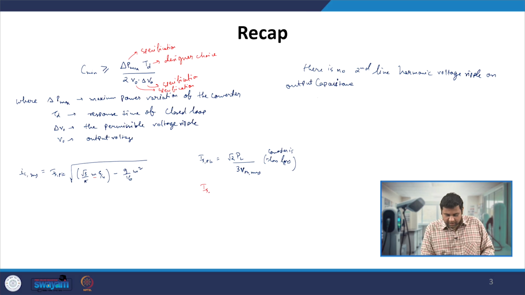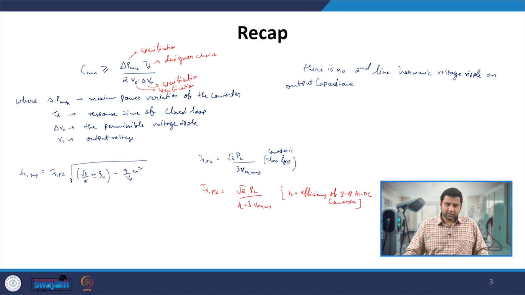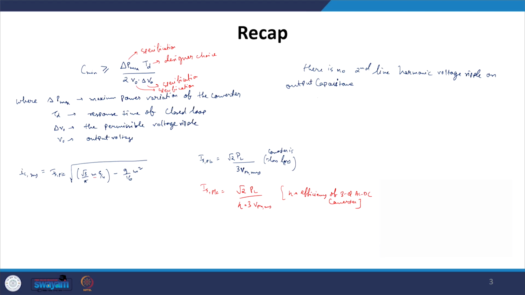Similarly, if we assume that the converter is not 100% efficient, we can say this will be eta times 3 V phase RMS, where eta is the efficiency of the 3 phase AC to DC converter. So from this one can calculate the RMS current flowing through the capacitor, and then they can design the capacitor bank.